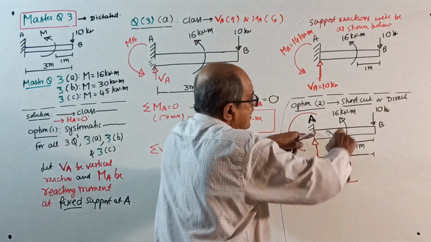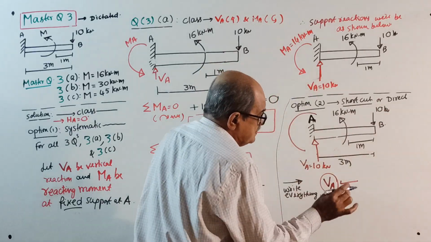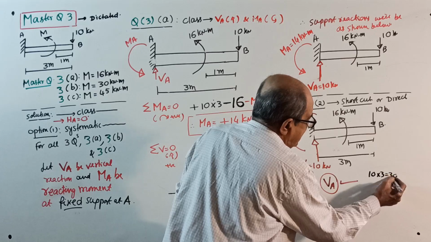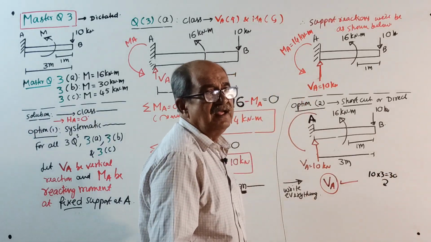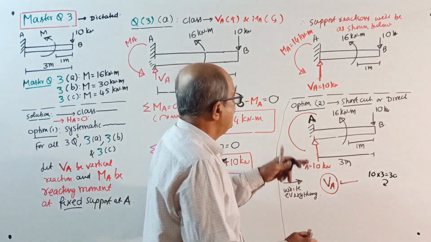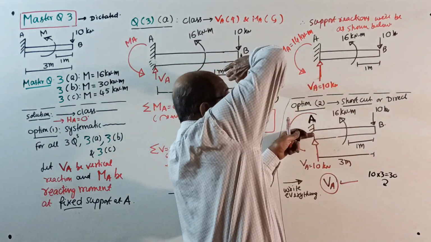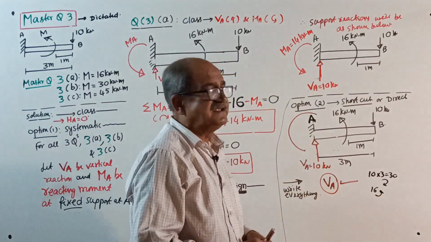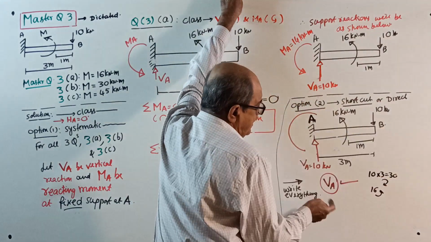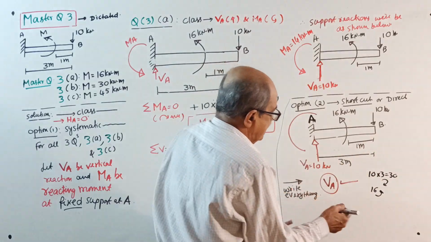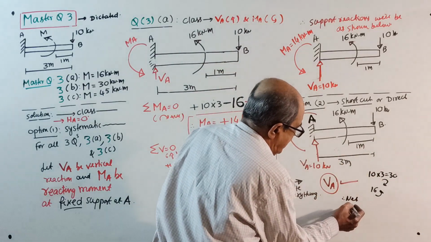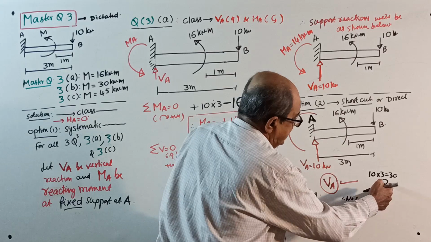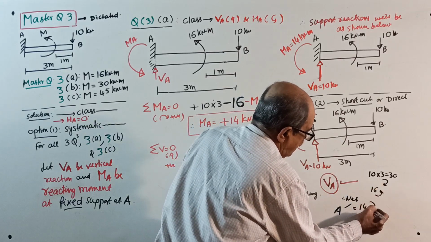10 into 3 is clockwise. See, no plus minus. 10 into 3 is 30, clockwise. Unit I am not writing. 30 kilonewton meter is clockwise. And anti-clockwise of 16, no into. For a couple there is no distance. So clockwise 30, anti-clockwise 16, right here. Therefore, net moment about A, fixed support, equals 30 clockwise, 16 anti-clockwise, is 14 clockwise.